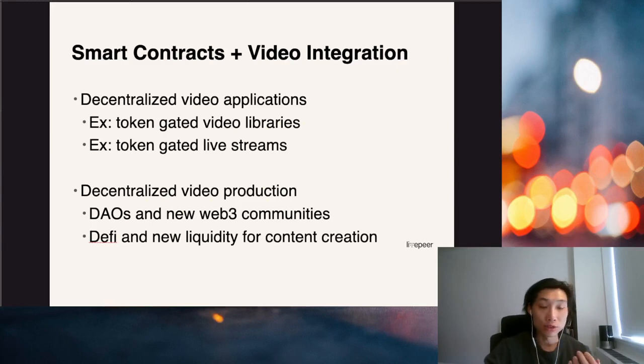Right? Moving on to the second point, which is video and smart contract integration. That's a new primitive for Web3 video, right? So this, for example, gives us the ability to create a completely decentralized video application. And some of these features can include token-gated video libraries or token-gated live streams. But it also gives us the ability to decentralize the video production process, right? We're starting to see DAOs or Web3 communities come together and fund the creation of video. For example, we're starting to see some documentaries about the decentralized tech space, crowdfunded using Web3 based primitives, and even creating liquidity using DeFi principles, all to encourage content creation.